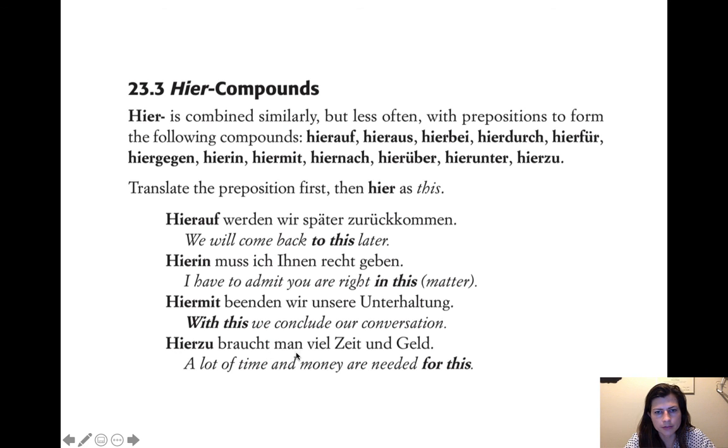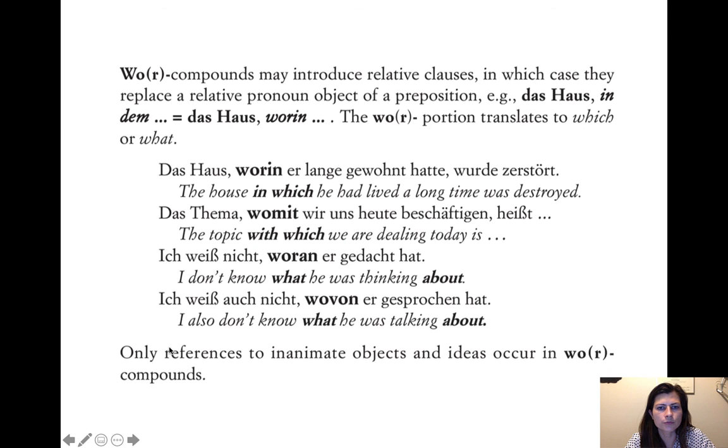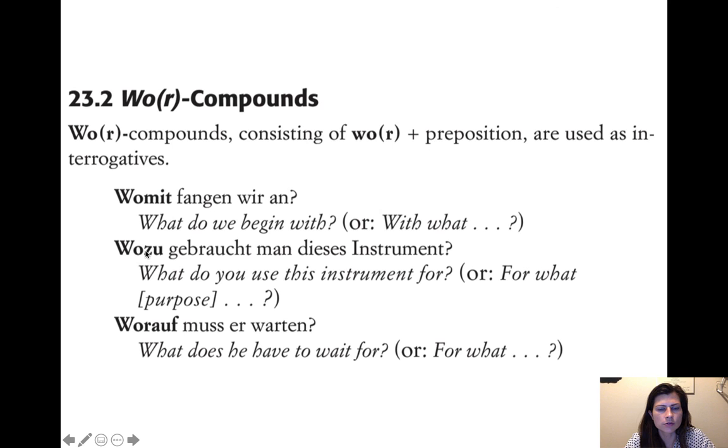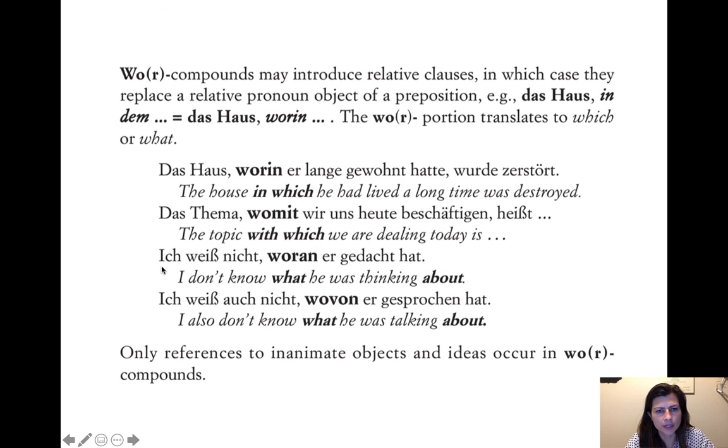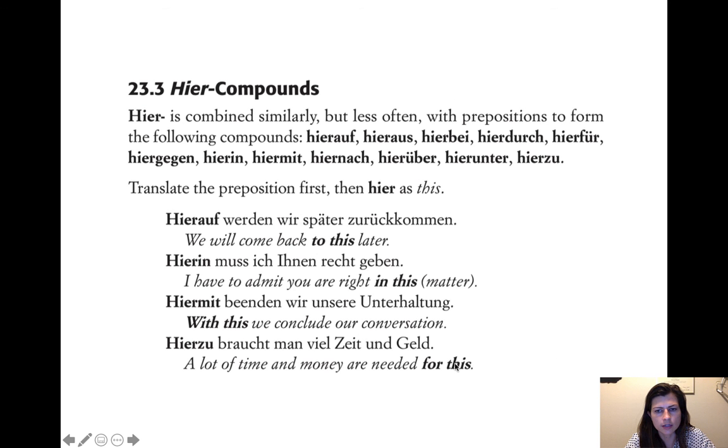Hierzu braucht man viel Zeit und Geld. A lot of time and money are needed for this. So hierzu is like wozu. Wozu is like what for, what's the purpose. And then hierzu is like for this. It also has you need money for this purpose. So for this, the reason it's for is because it has that same sort of purpose meaning.